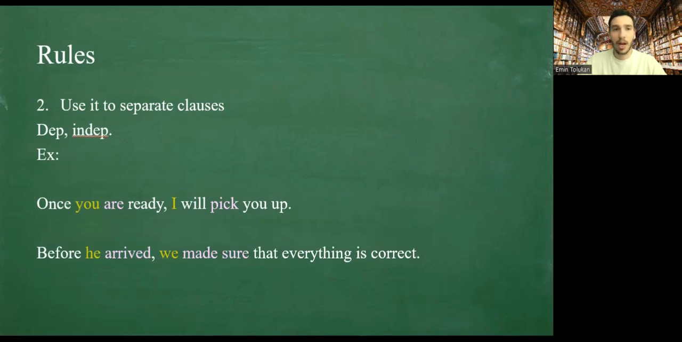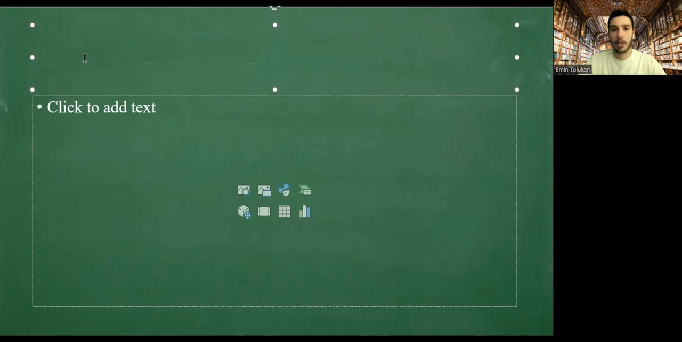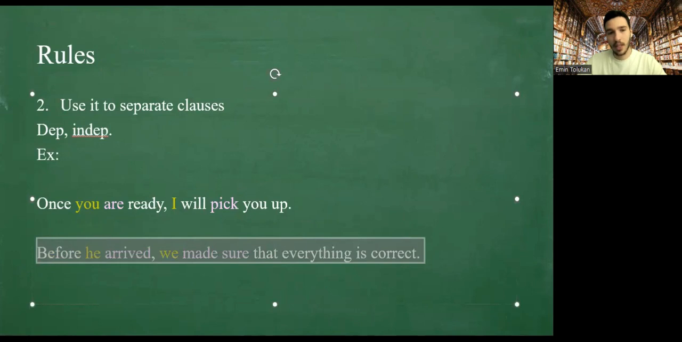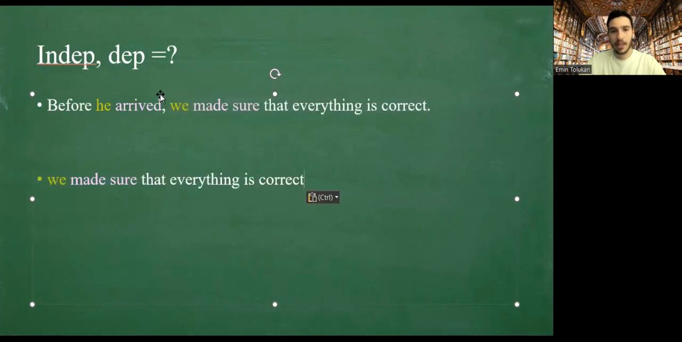If you're wondering if you can combine independent clauses with dependent clauses with a comma, let's see if that's possible or not. So independent, comma, dependent clause. Is it even possible? For that, I'm going to use this sentence and I will just invert it. I'm going to say, we made sure that everything is correct. And then I will add before he arrived. Now I want you to read this out loud and see if you have any misunderstanding. We made sure that everything is correct before he arrived. This sentence cannot be misunderstood. So in that case, we do not need a comma.